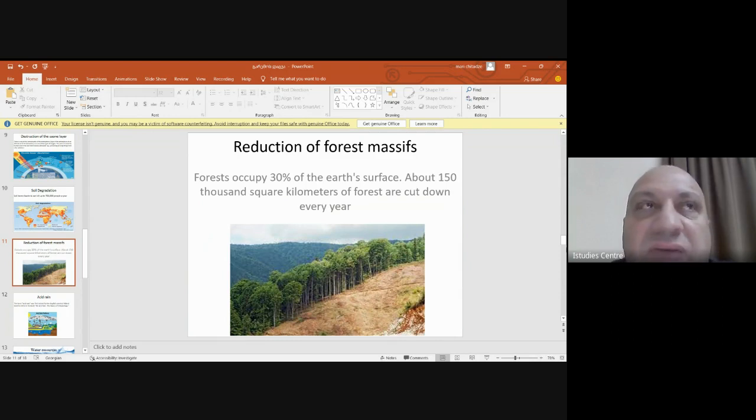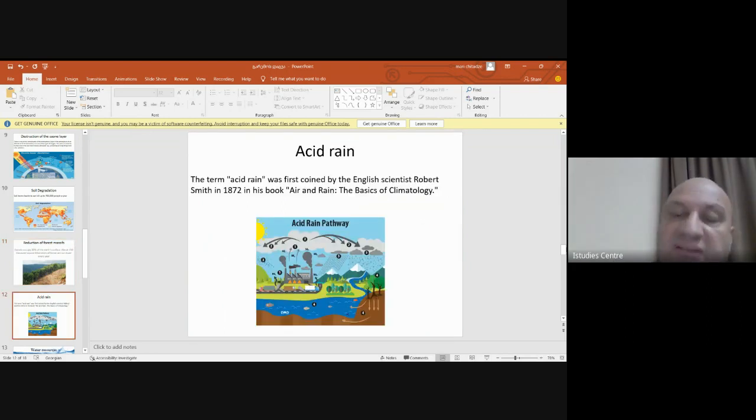Can we imagine that in the beginning of the 20th century, about 12% of the world was covered by tropical forests. Today, only 6% of the Earth's surface is covered by tropical forests. Acid rain. With regard to acid rain, because of the functioning of factories, etc., the term acid rain itself was coined for the first time by the British scholar Robert Smith in 1872, when he published his book Air and Rain: The Basics of Climatology.